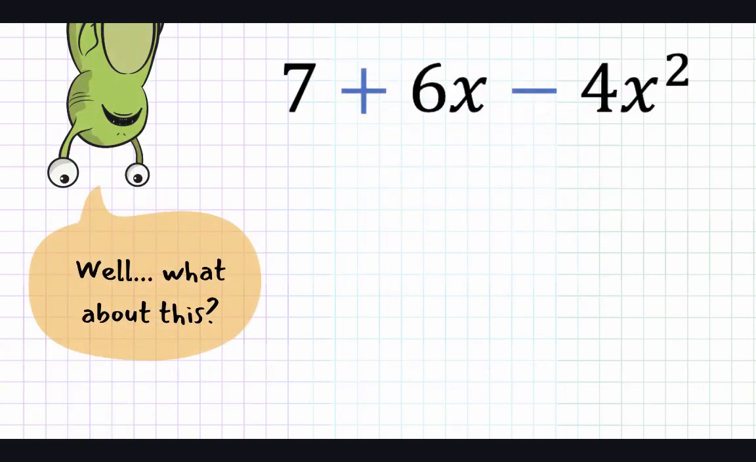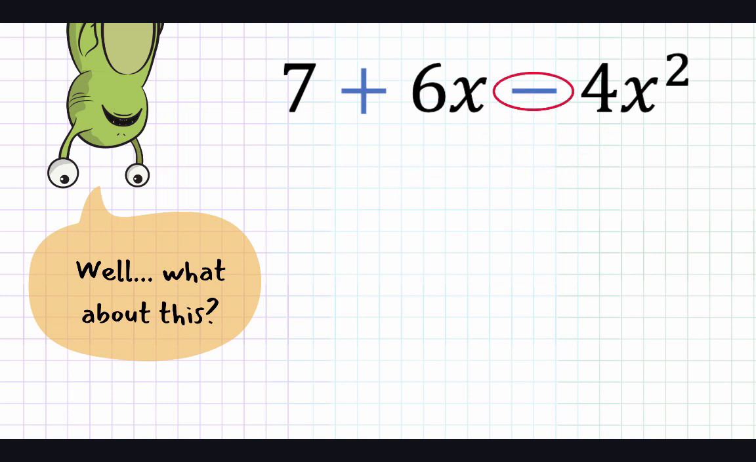Speaking of coefficients, what if we need to rearrange this polynomial so that its terms are in order from highest degree to lowest degree? The highest degree term is 4x squared. But before we just move it to the front of the polynomial, it's important to notice that it's got a minus sign in front of it.